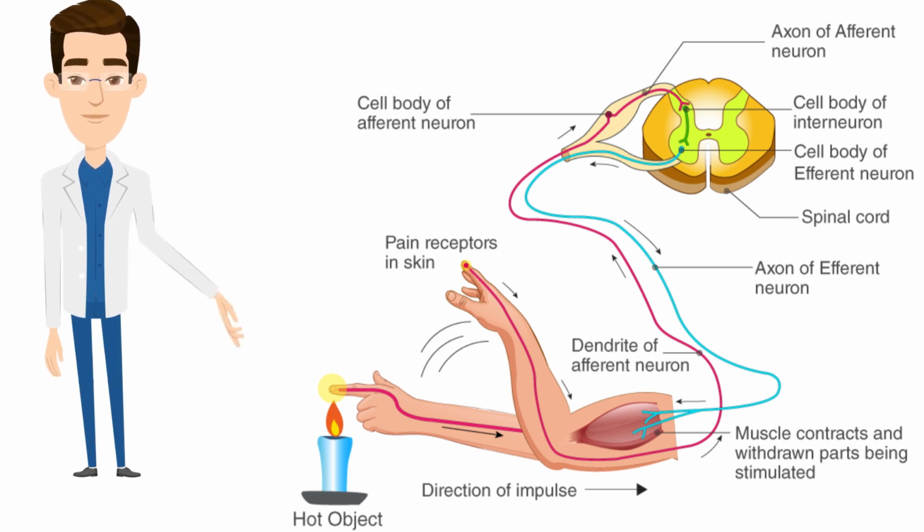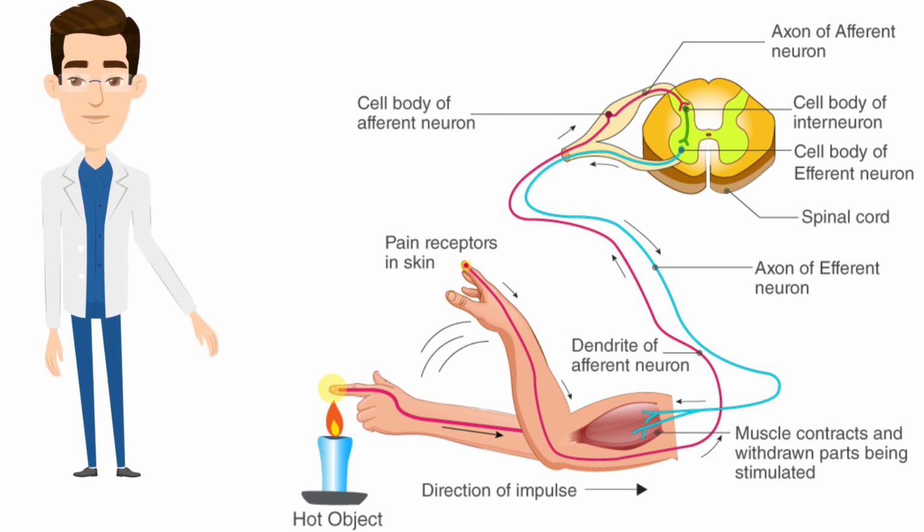Components of a reflex arc. A standard reflex arc includes these critical components. 1. Receptor: a specialized sensory cell or organ that detects changes in the environment, for example heat, pain, or pressure on the skin. 2. Sensory neuron: carries the signal, the nerve impulse, from the receptor to the central nervous system, CNS.